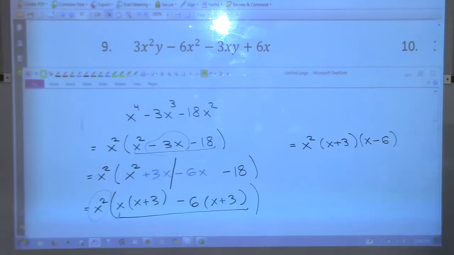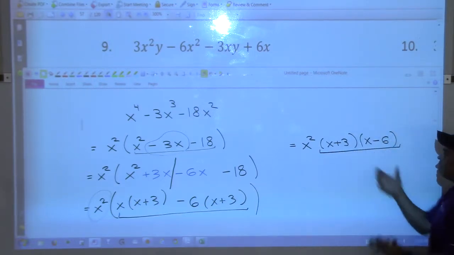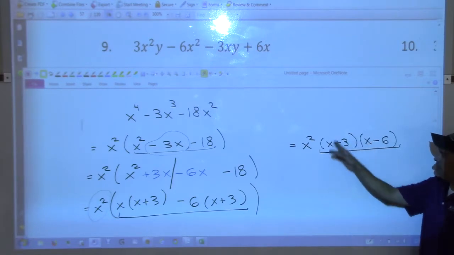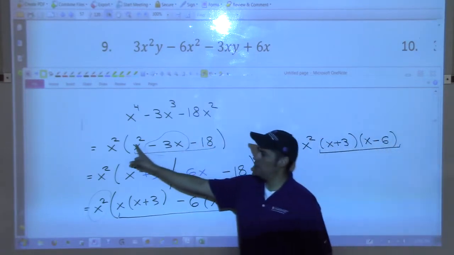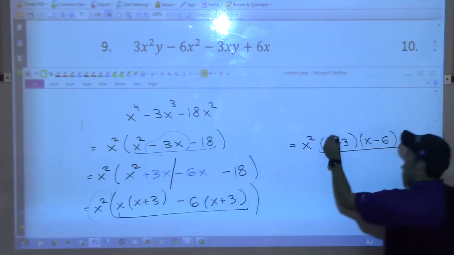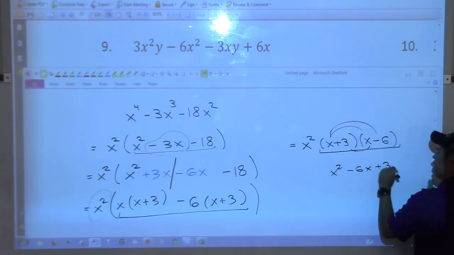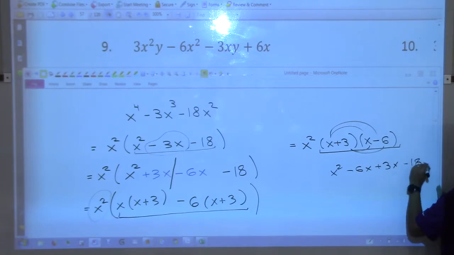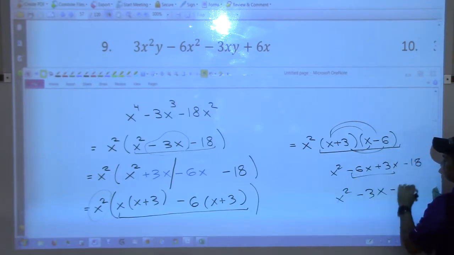Now, if you don't believe that we did it, if we multiply these two back together, like FOIL, just these two, what should we get back? We should get this, shouldn't we? I'm going to do it real quick. X squared minus 6x plus 3x minus 18, and these two come down to be that. So this is it.